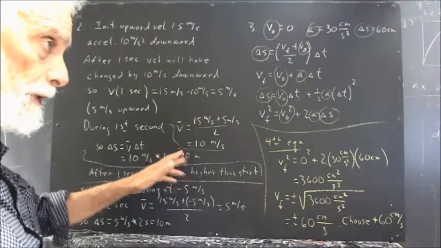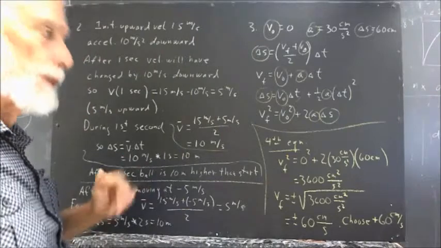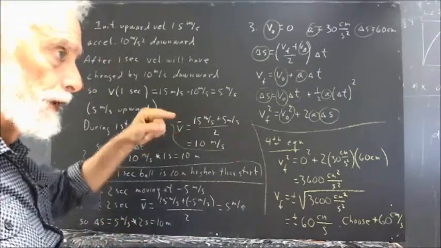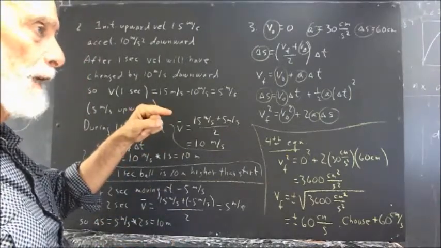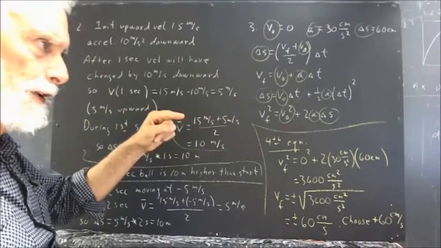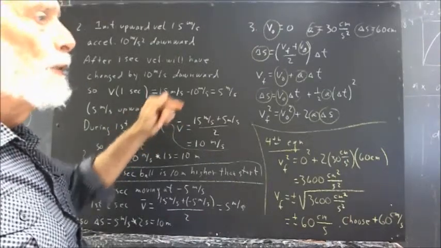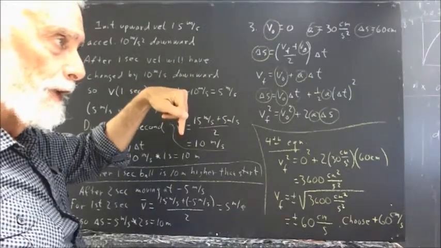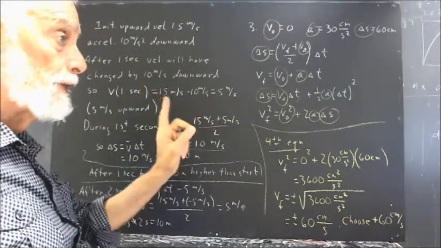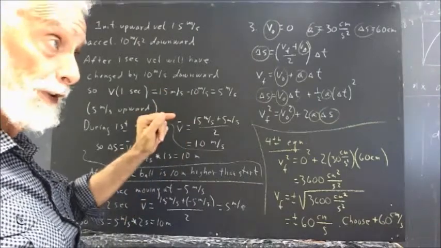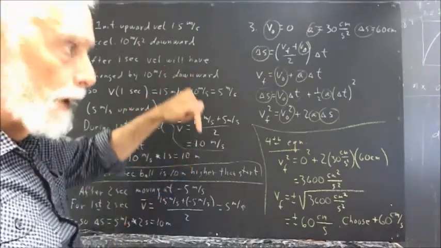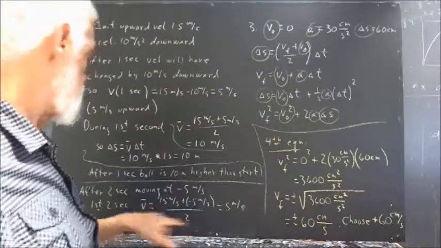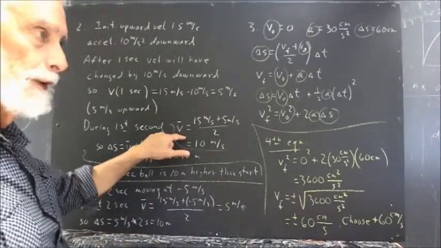Now, what does that mean? Well, that means that from the start to the end of the first second, we go up 10 meters. After another second, we're still at 10 meters, but we didn't just stay there. We went up and we came down, because now we're moving at negative 5 meters per second, as opposed to the plus 5 meters per second we had after 1 second. So we had to go up and come back down, and now we're down at the same point that we were after 1 second.